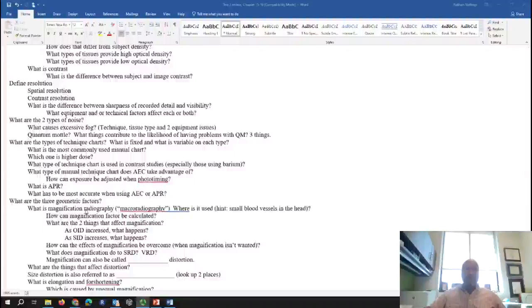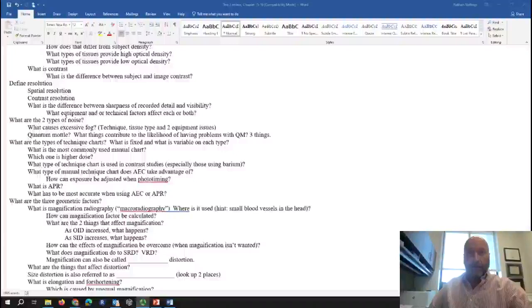Okay, so magnification radiography we already talked about. So the ways we calculate magnification we already talked about. The two things that affect magnification would be OID and SID. As OID increases, then we get an increase in magnification. As SID increases, we get a decrease in magnification.